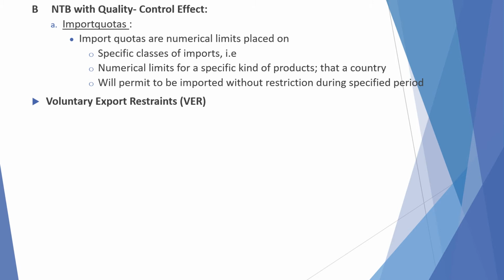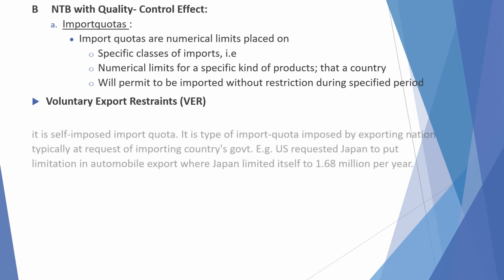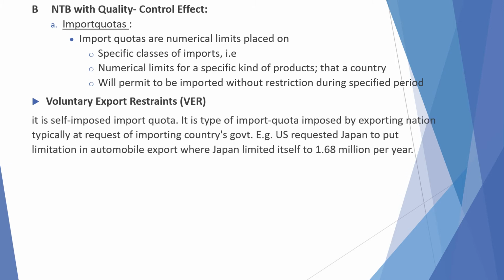Next is voluntary export restraint. It is the self-imposed import quota. It is a type of import quota imposed by exporting nations, typically at the request of importing countries. For example, the US requested Japan to put a limitation on automobile exports, where Japan limited itself to 1.68 million vehicles per year.